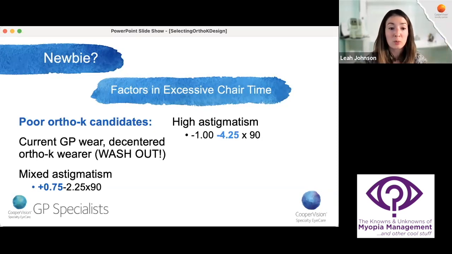Some refractive aspects to consider: mixed astigmatism, or a hyperopic patient with astigmatism. Those are not going to be very great candidates. And patients with high astigmatism are also not great candidates, especially when starting out.